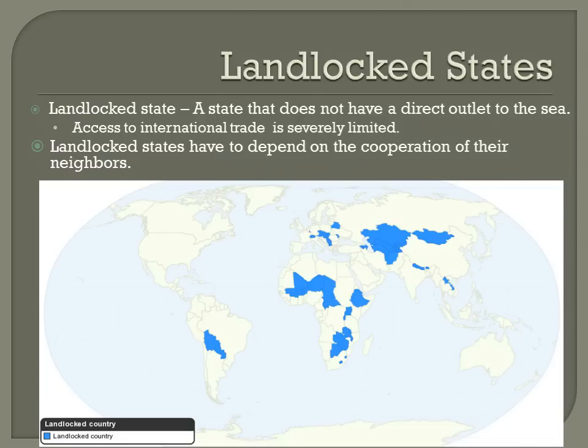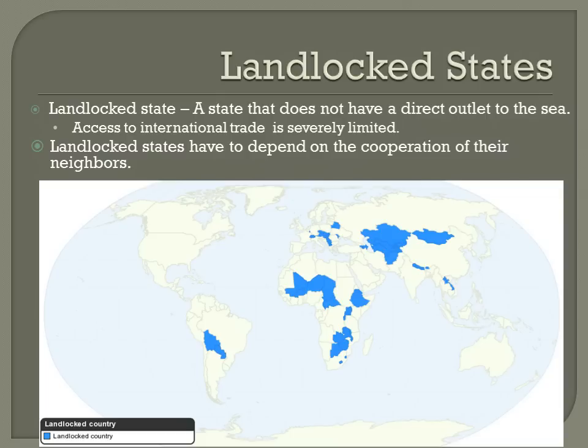Another impact of boundaries was the creation of landlocked states. And a landlocked state is a state that does not have a direct outlet to the sea. And this can create a commercial and strategic disadvantage for these countries, because for a lot of them, they are dependent on cooperation from their neighbors. And if they don't have a good relationship with their neighbors, that can put them in a really tough position.